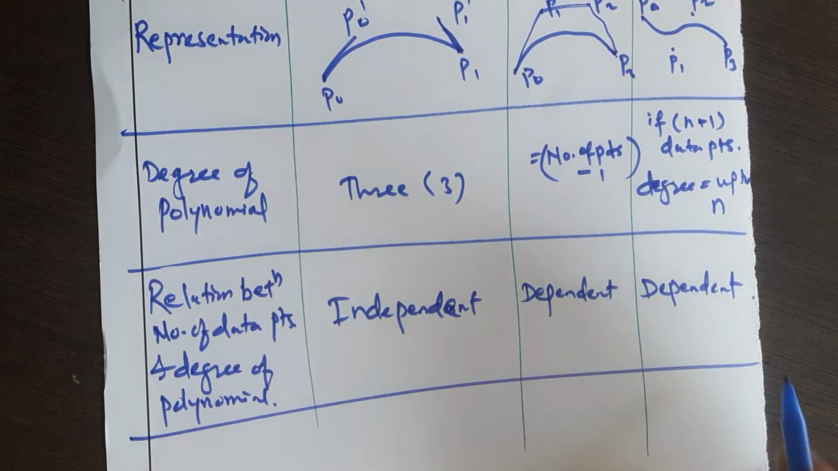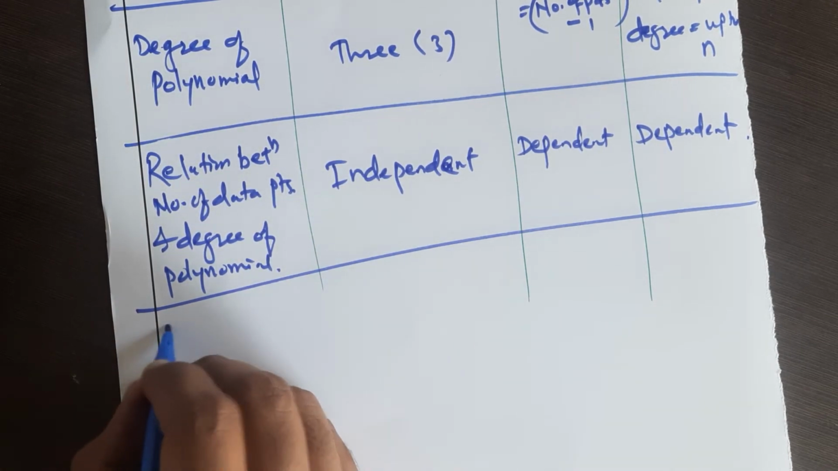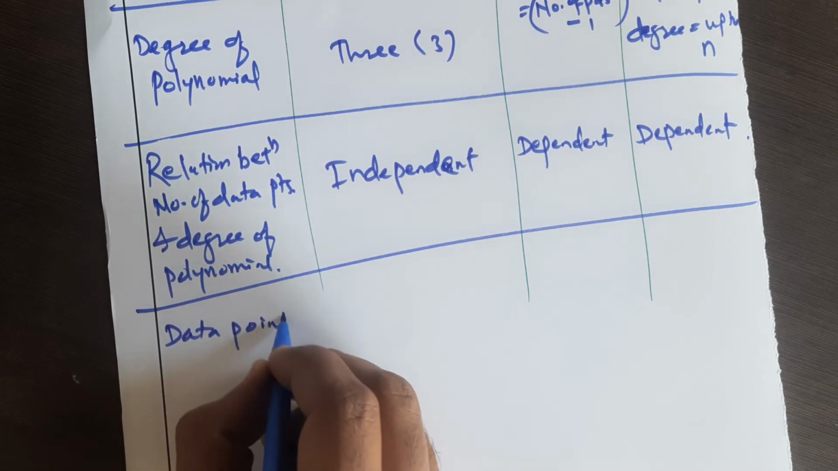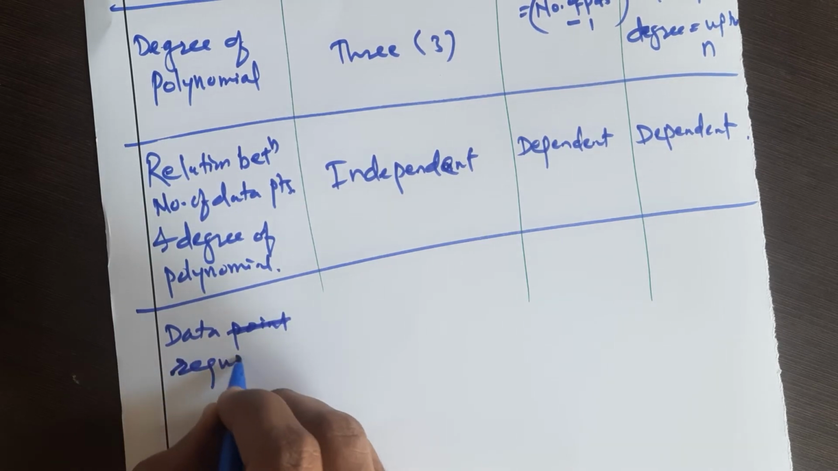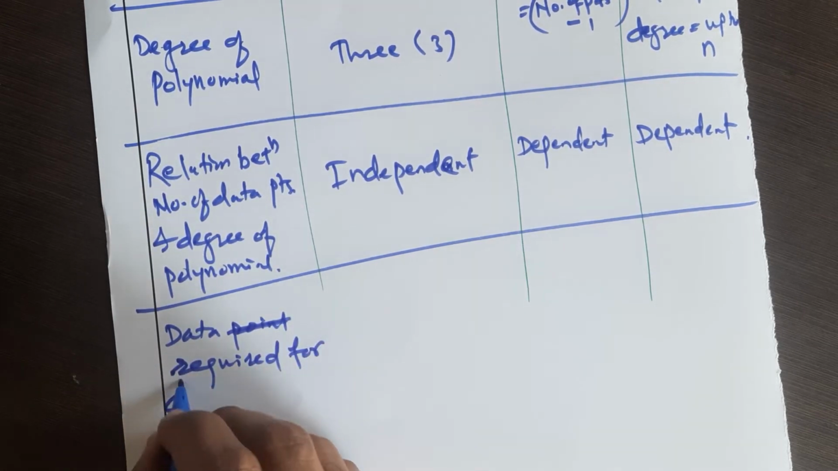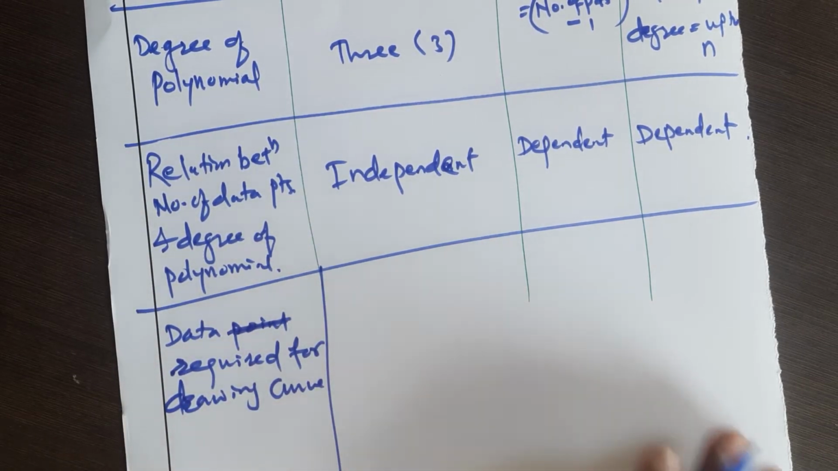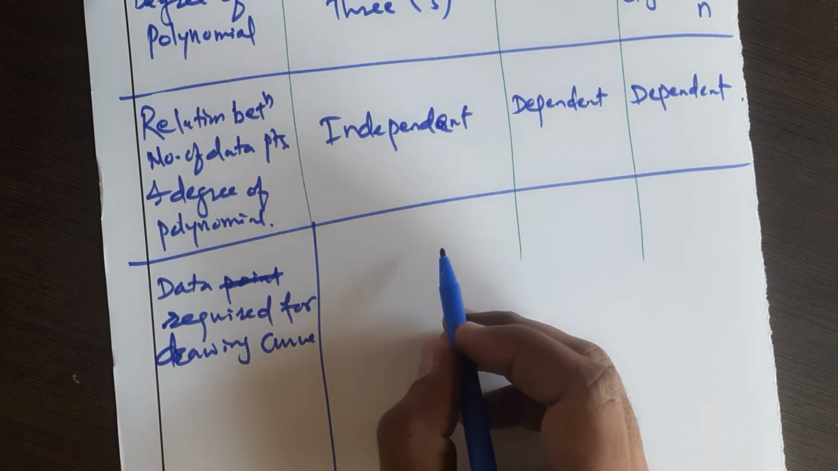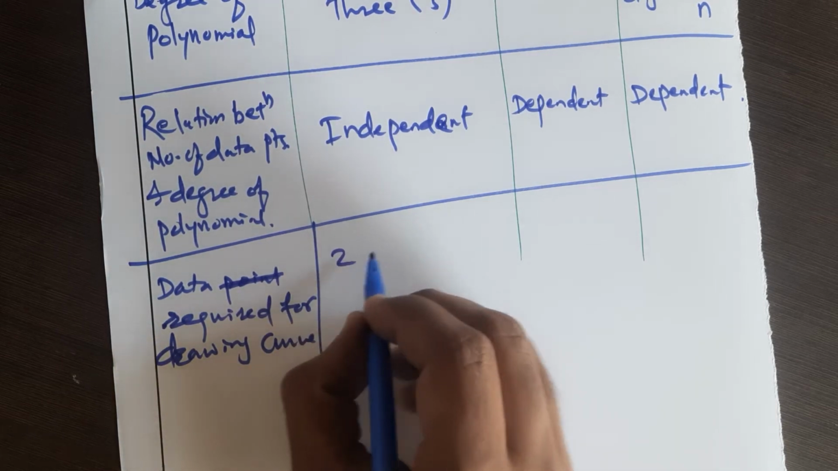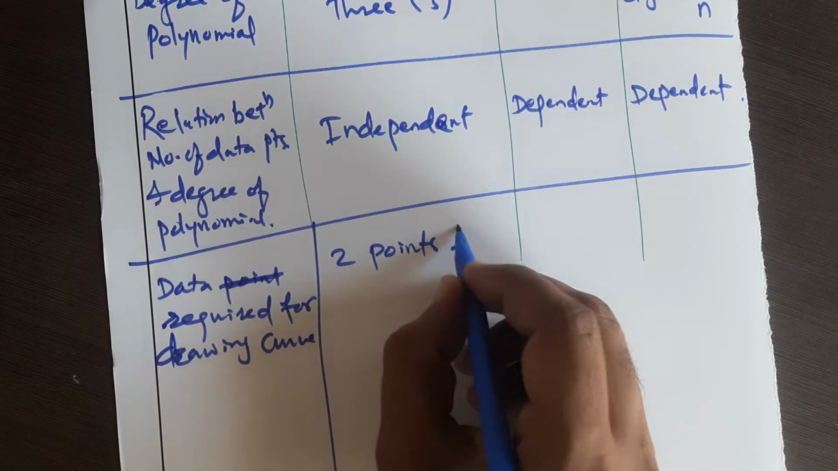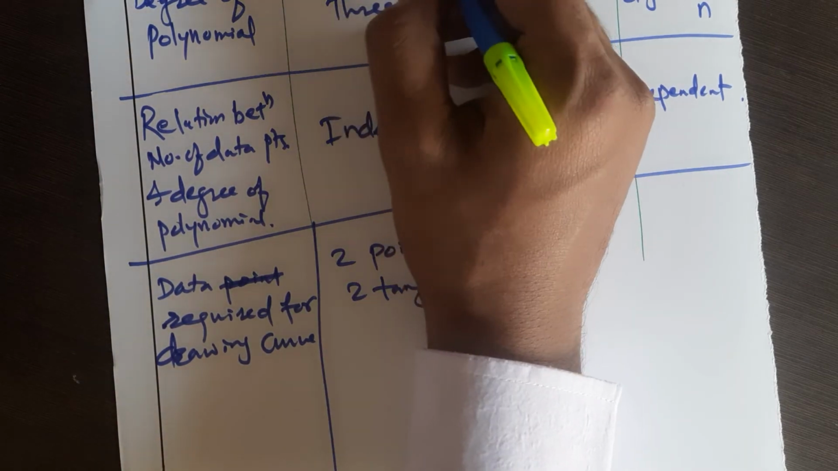Then after that, the data required for drawing the curve. For drawing a Hermite cubic spline curve, two data points are required, at the end points, and the tangents. So in this case 2 points and 2 tangents are required.